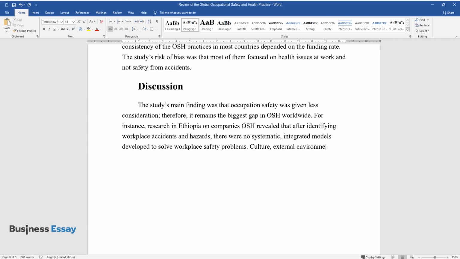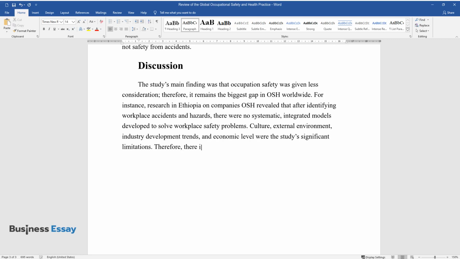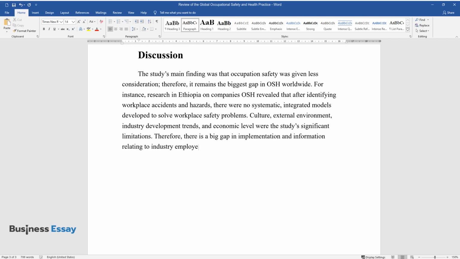Culture, external environment, industry development trends, and economic level were the study's significant limitations. Therefore, there's a big gap in implementation and information relating to industry employee safety.